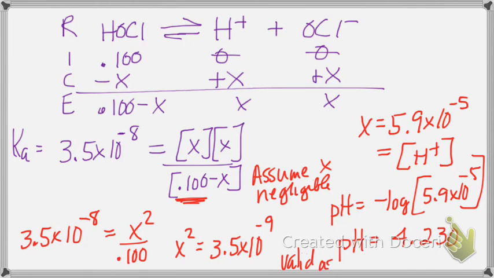It's not always necessary to write the valid assumption, but you should check it, because if it wasn't a valid assumption... so if you have a really, really small concentration of your acid, then it might not be, but 0.1 is a relatively strong concentration for weak acids and weak bases.